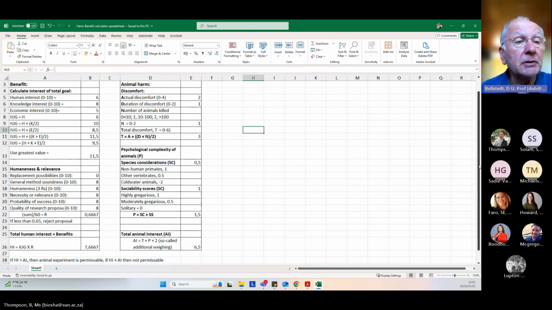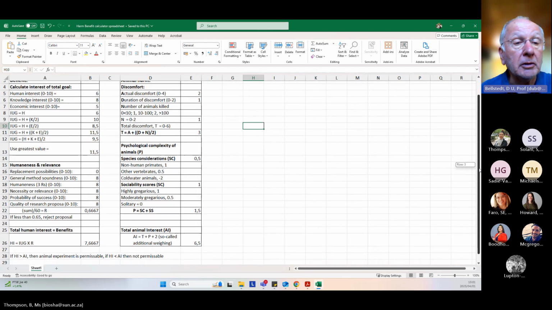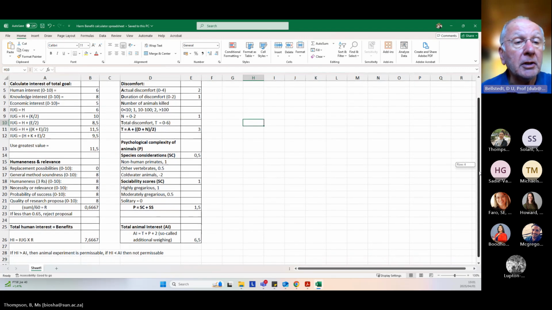And there is this calculate the interest of the total goal. You can see that I get to the highest figure there of 11.5. Then there's humaneness and relevance, that R factor, and you can see if you feed in a number of factors, if there's no replacement possibility, and then you put in all the other values, you get to a value in this instance of 0.6667. It's greater than 0.65, so you could say, right, well, this is justified. Multiply the two with each other, and you get a figure of 7.66.